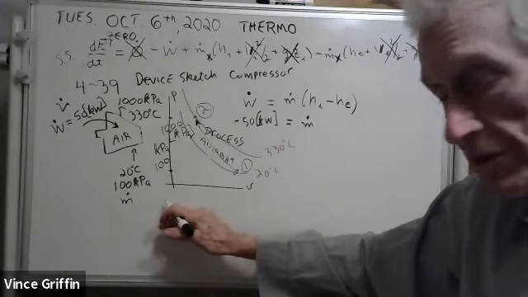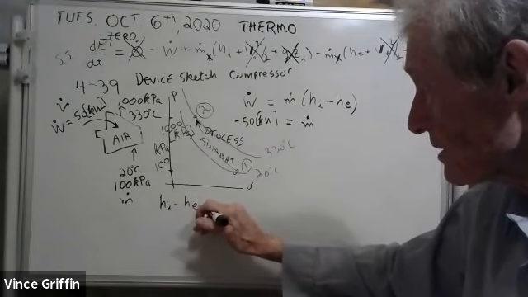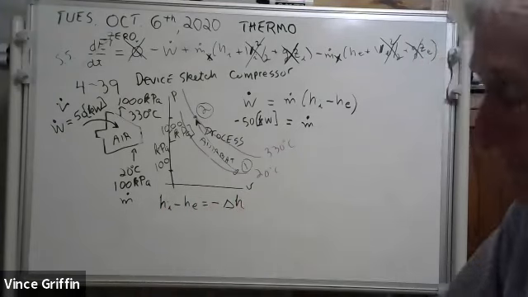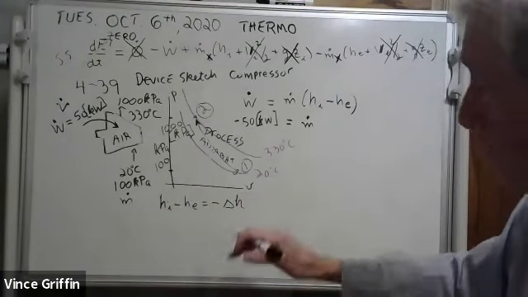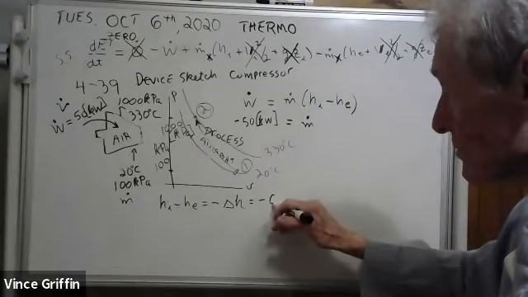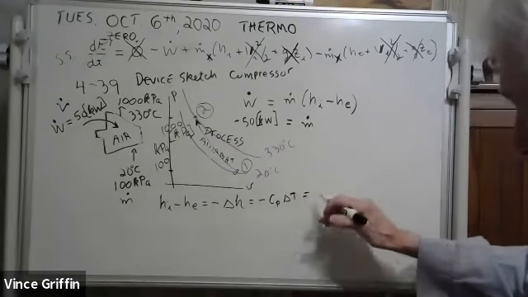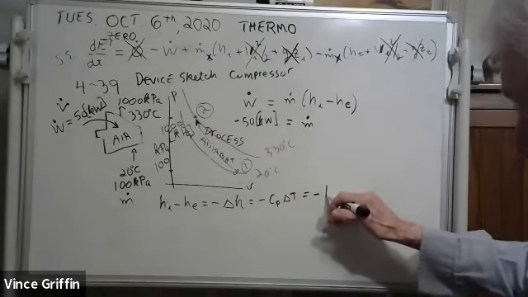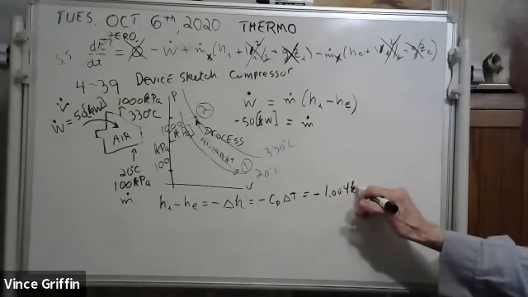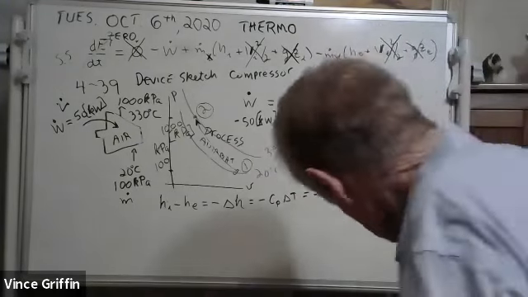Let's go through it again, make sure we understand. HI minus HE is equal to the negative of your delta H, which is equal to the negative of C sub P delta T, which is equal to the negative of 1004 kilojoules per kilogram Kelvin.